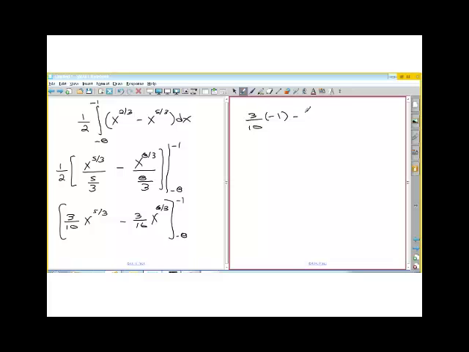Then we have 3/16 times, now we stick in -1. Again, the cube root of -1 is -1, but then you take it to the 8th power, which is going to be equal to +1, because it's an even power. Anything raised to an even power becomes positive, and anything raised to an odd power, if it's originally negative, stays negative. Okay, so that's the upper limit. And then we subtract from that the lower limit.